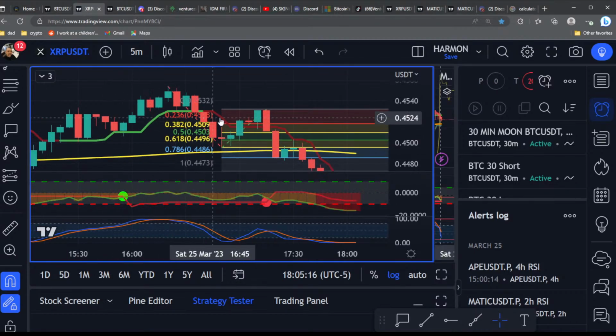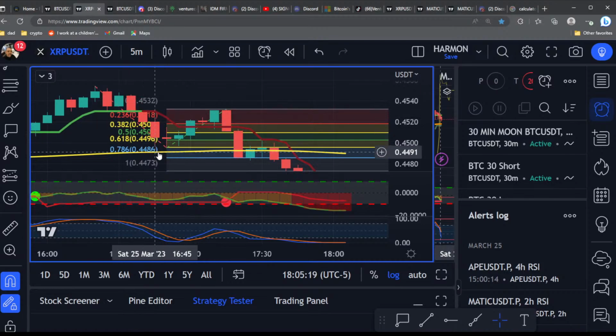Here's our green moon, red trend, right? It goes down, it bounces. It comes back up, it rejects right here. This is where we enter the short because we get a red moon. Short, red moon. Here's your short.